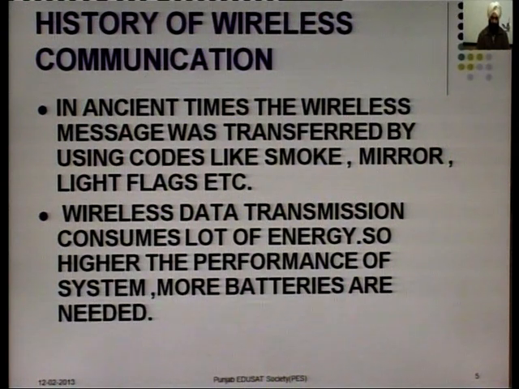How did they know that their message or voice had reached another place? There were certain codes decided between the transmitter and receiver, like some kind of smoke produced at the receiver end, which meant that they had received the message or information. Or with the help of a mirror, light was reflected, which denoted that they had received the desired information.